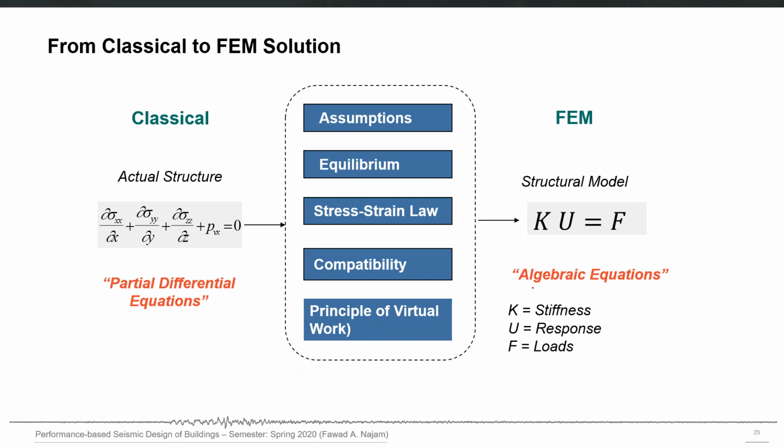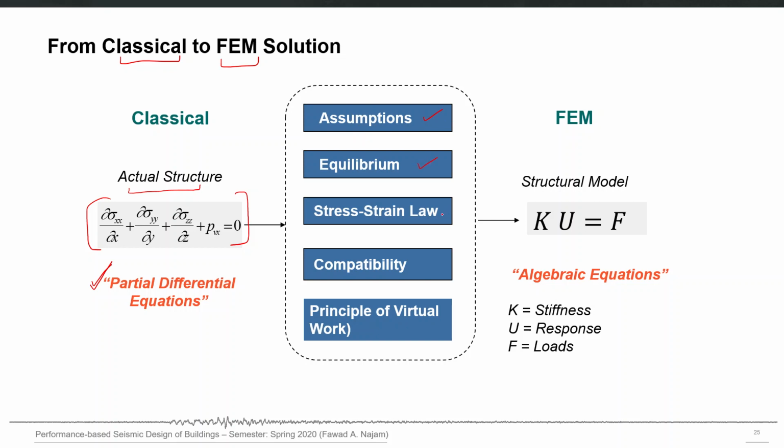So now we shift from classical solution, which is governed by partial differential equations, to finite element solution, which is a simple algebraic equation, F = ku. So a real structure will have some governing equations of motion which will be in the form of partial differential equations. For example, this is the equilibrium equation for a real structure, and it is in the form of partial differential equations.